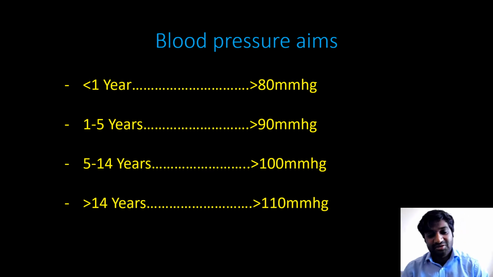In order to maintain cerebral perfusion pressure, you need to maintain a higher blood pressure than is normal for a paediatric patient. And here is the list of them. In a less than 1 year old, you need to maintain above 80, 1 to 5 above 90, 5 to 14 above 100, and greater than 14 above 110. I'll mention strategies a bit later on about how we can do this.